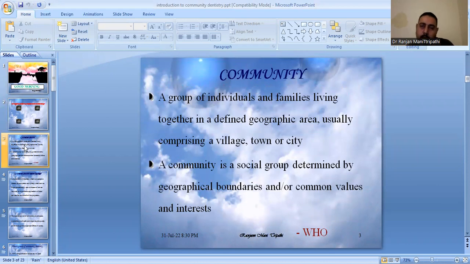A group or population is not only recognized by their geographical area, but also by their interest and the common area they're sharing. What is community all about?